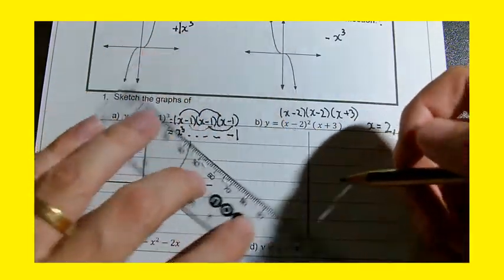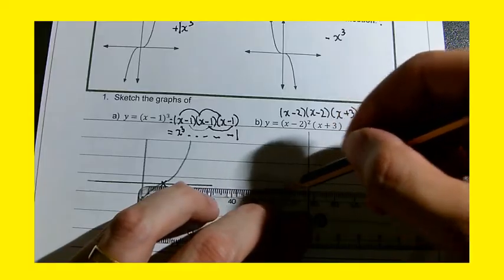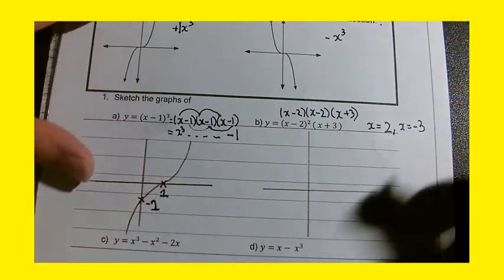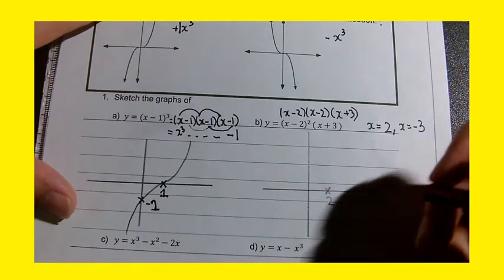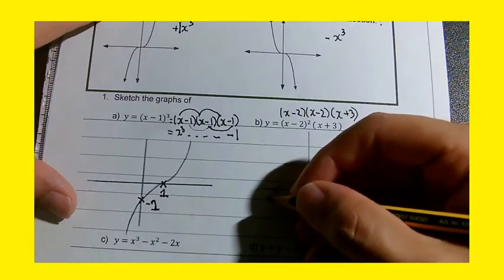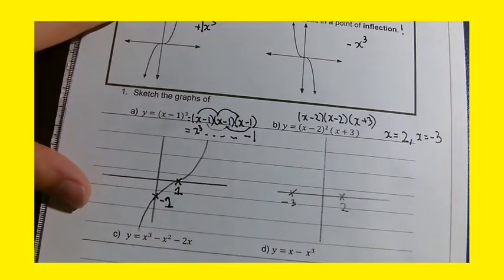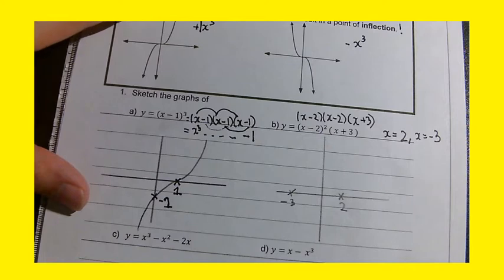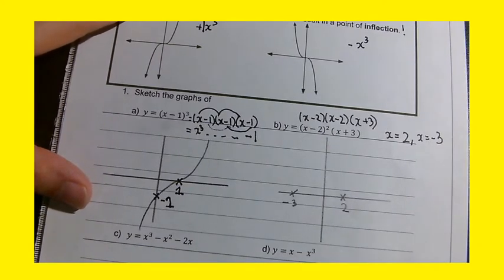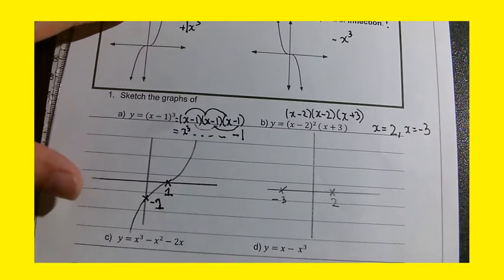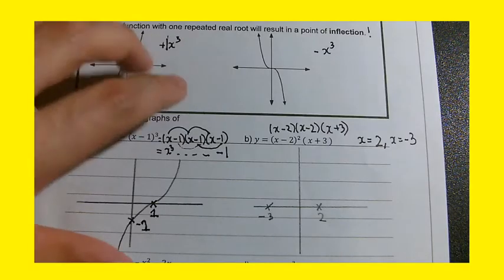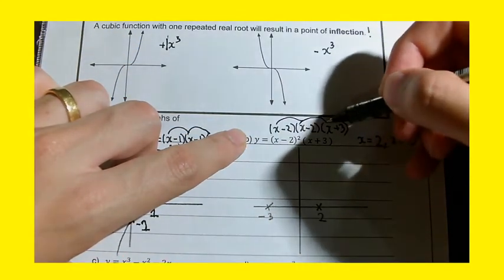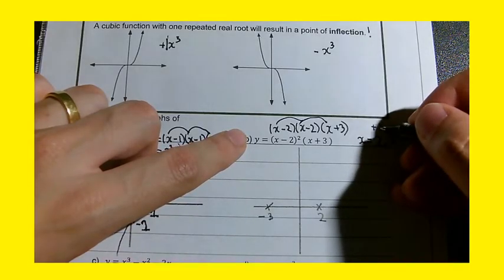Now, I'm going to do a sketch. And when I do the sketch of this graph, I'm going to have a point of intersection there, 2, and a point of intersection there, minus 3. And now we have to make sure we get the direction of the cubic graph correct. So if I did x times x times x, I'll get x cubed, so it's going to be a positive cubic.